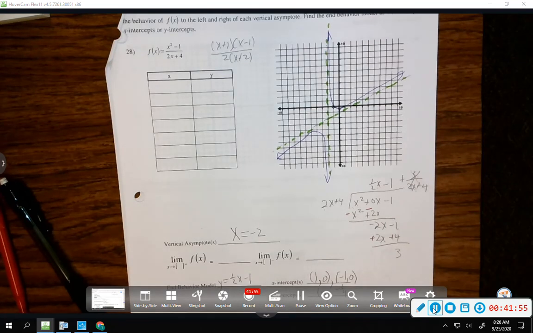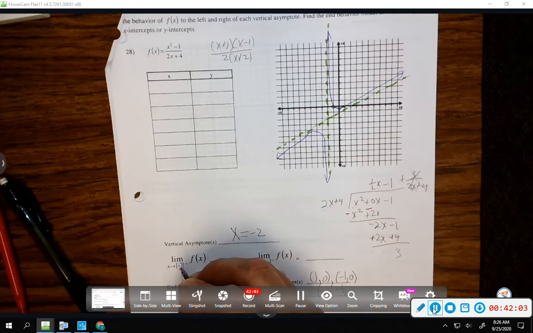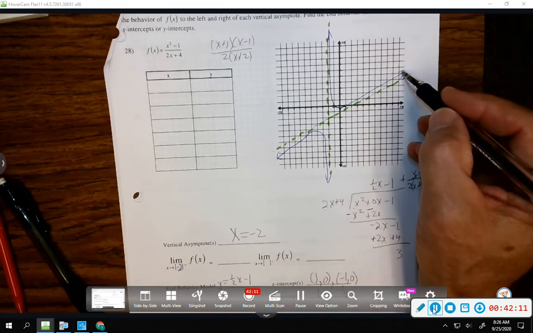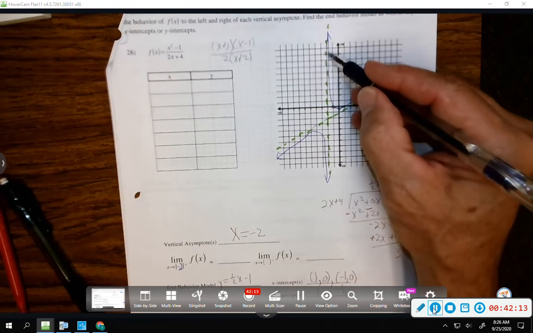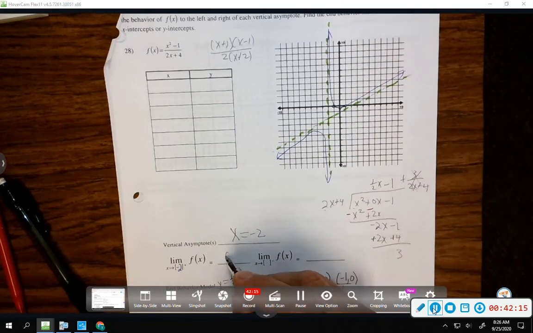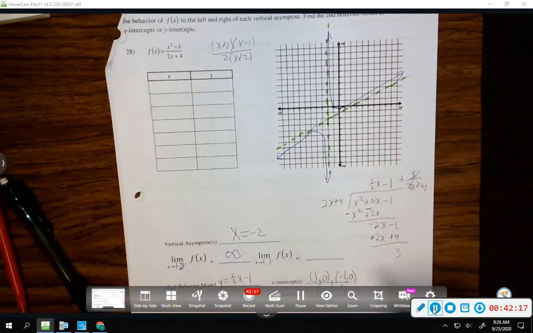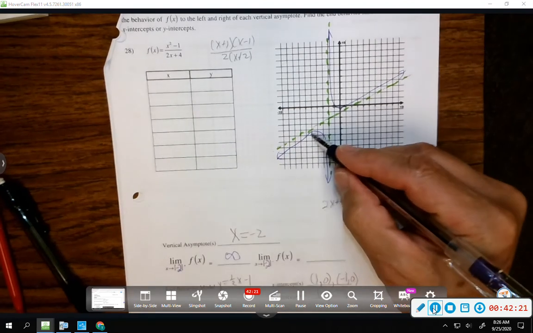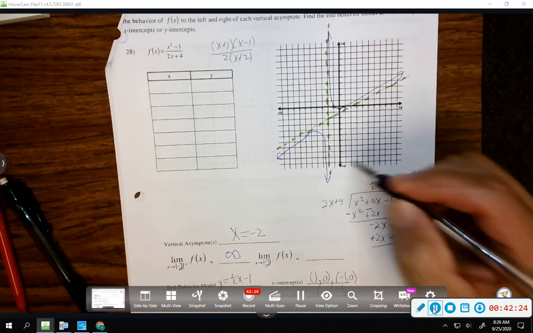So the limit as x approaches, remember our vertical asymptote was negative 2, so I left that blank there so you'd have to fill it in. I didn't want to tell you what it was. The limit as x approaches negative 2 from the right: start to the right of negative 2, as I get closer and closer to negative 2, this is going to positive infinity. But the limit as I approach negative 2 from the left, as I'm getting closer and closer to negative 2 from the left, this is going to negative infinity.